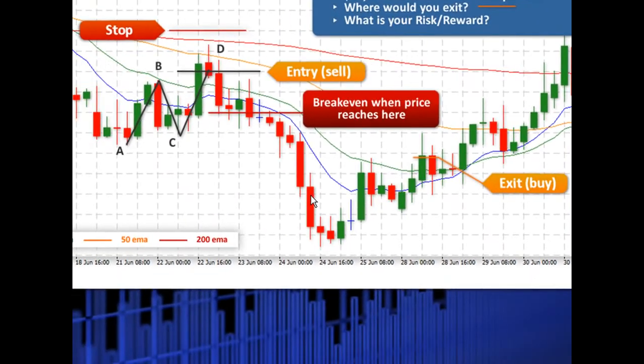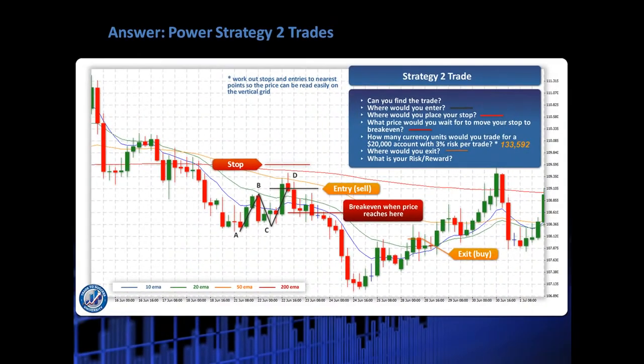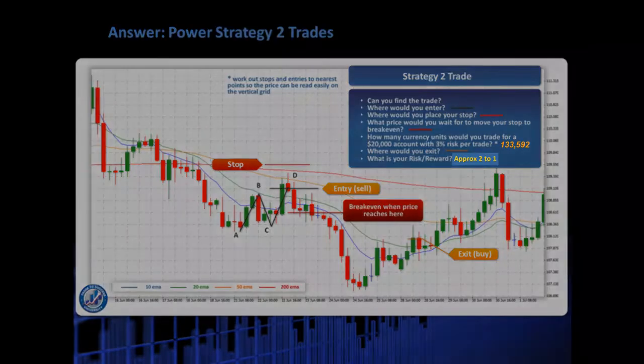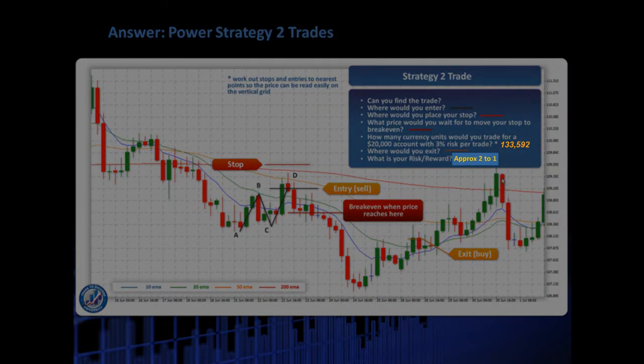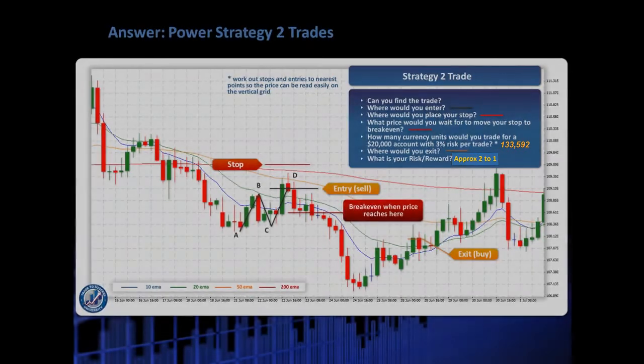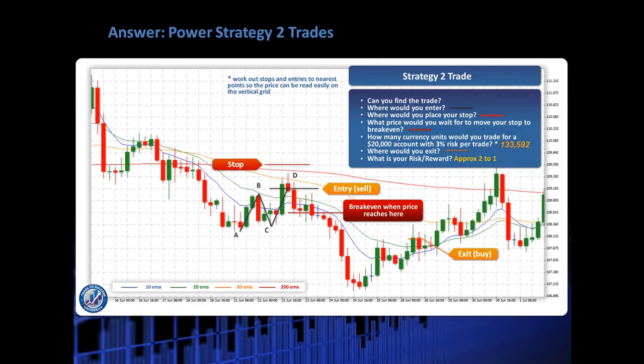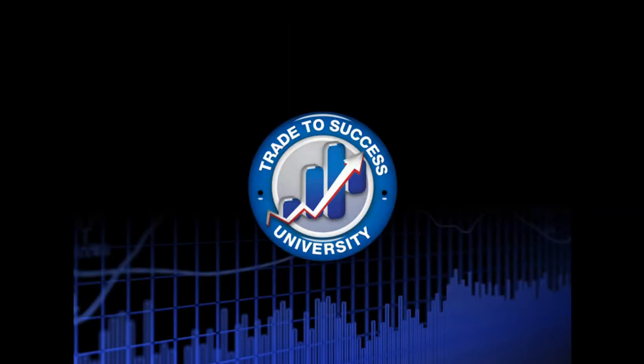Our risk reward? Well, if you look at the reward to the risk here, we have an approximate 2-to-1 risk reward. So I hope you got that right. Let's move on to the next trade now, where we'll be looking at another strategy 2 trade example.